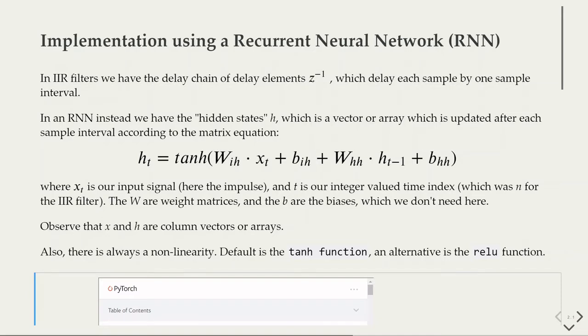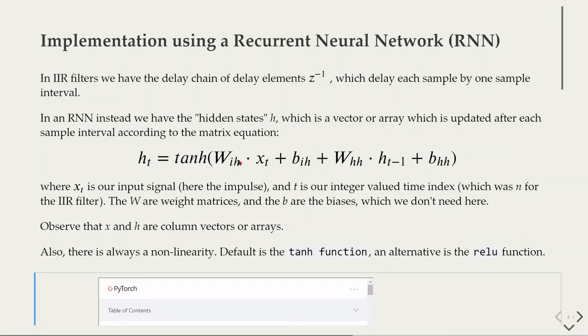In IIR filters, we have the delay chain of delay elements z to the power of -1, which delay each sample by one sample interval. In a recurrent neural network, instead, we have the hidden states h, which is a vector or an array which is updated after each sample interval according to the matrix equation given here. So we have a tanh function here, we have some weights, we have some coefficients. So x of t is our input signal, here the impulse. t is our integer valued time index, which was n for the IIR filter.